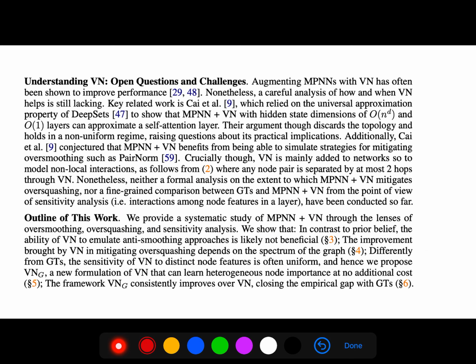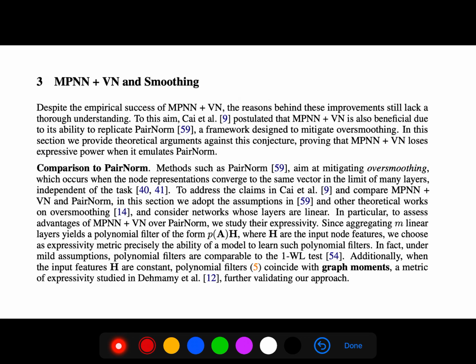Augmenting message passing neural networks with a virtual node has often been shown to improve performance. Nonetheless, a careful analysis of how and when virtual nodes help is still lacking. So PairNorm, I think I explained it in a previous video. Methods such as PairNorm aim at mitigating oversmoothing, which occurs when the node representations converge to the same vector in the limit of many layers, independent of the task.